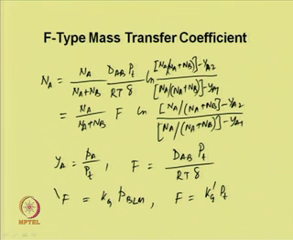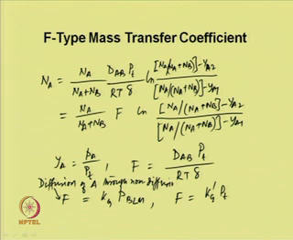This is diffusion of A through non-diffusing B, and this is for equimolar counter diffusion.